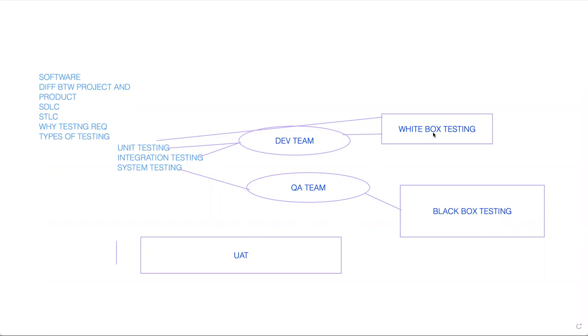Okay, is it clear what white box, black box, and UAT are? Any confusion? Speak up. No voice or anything, so I assume that everyone is clear. Yes, sir, clear. You can continue.